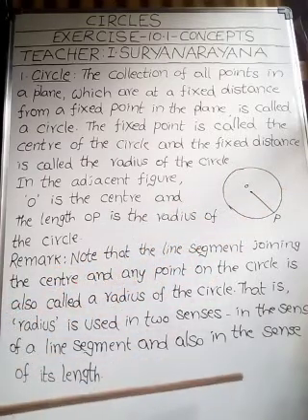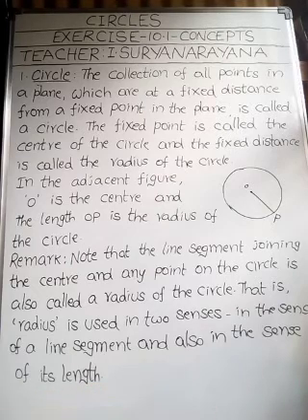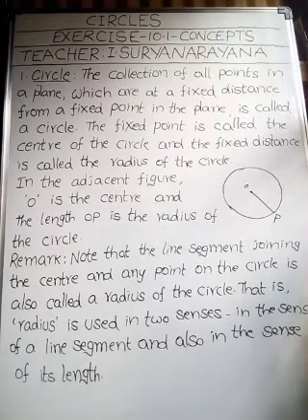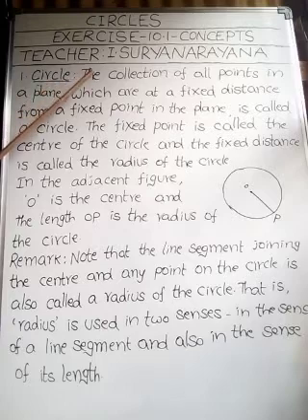Okay, my children. Now let us discuss the concepts of circles and related terms and some properties of a circle in this chapter. We are going to discuss all these points. Right. See the first point, circle. What is meant by a circle? We are defining here a circle.